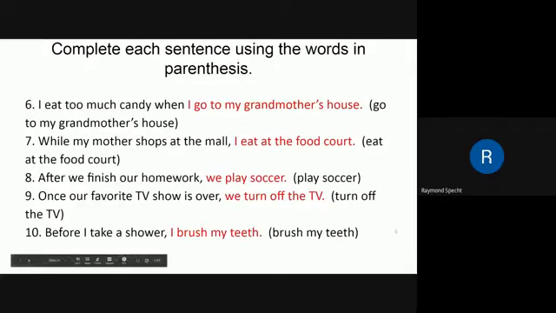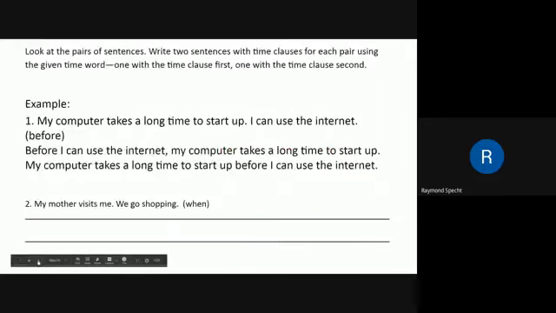All right. Let's move on to our next slide. Here we're going to look at pairs of sentences, and you're going to write two sentences with time clauses for each pair. Use the given time word, one with the time clause first and one with the time clause second. So you'll make two sentences for each.